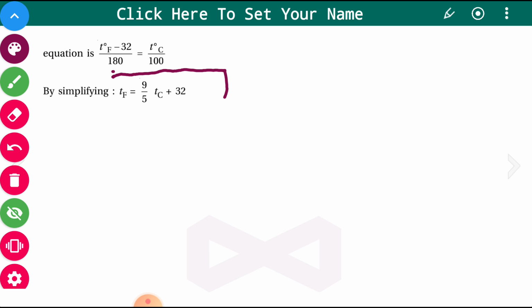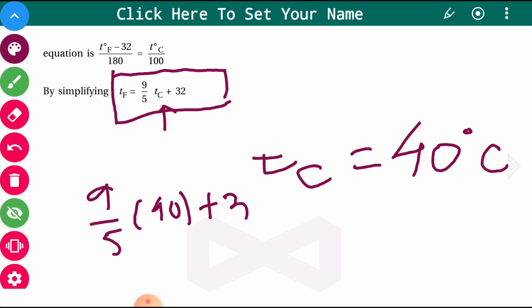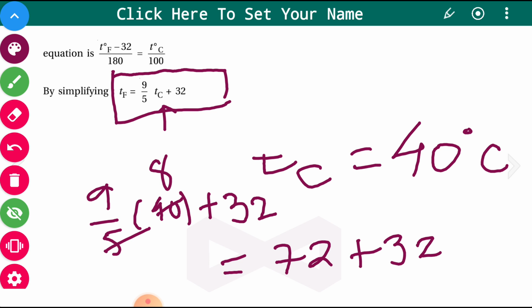Now this is the relationship between temperature in Fahrenheit and temperature in Celsius. Temperature in Fahrenheit is equal to 9 upon 5 times temperature in Celsius plus 32. So if you have, say, 40 degree Celsius, that value is substituted here: 9 upon 5 into 40 plus 32. So 5 8s are 40, 8 9s are 72, plus 32, so it becomes 104 Fahrenheit. This way you can convert the temperature in Celsius into Fahrenheit.